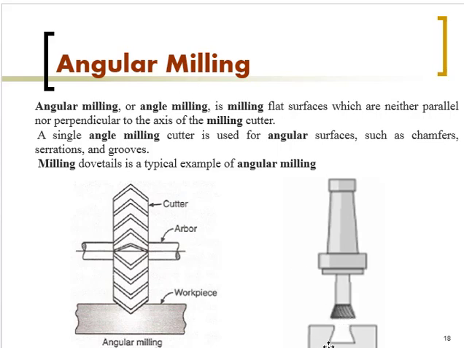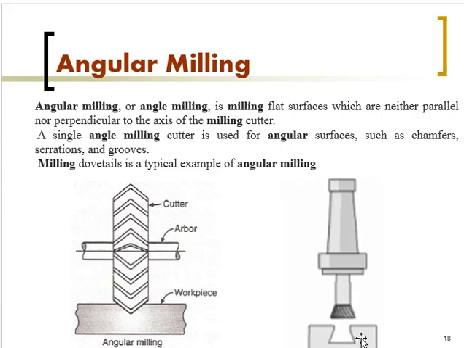Similarly, you can take this dovetail joint, where the axis of this cutter is perpendicular, that is vertical, and in this case these two surfaces are neither parallel nor perpendicular to it, and these cases will be subjected to machining using angular milling. A single angle milling cutter is used for angular surfaces such as chamfers, serrations and grooves. If I'm milling some grooves or making chamfers, this single angle milling cutter will be used. And milling a dovetail is a typical example of angular milling. Yes, this is a dovetail.